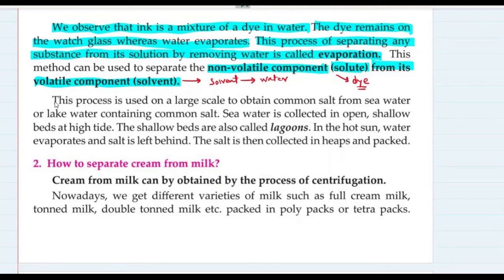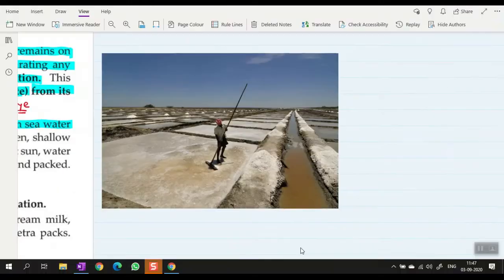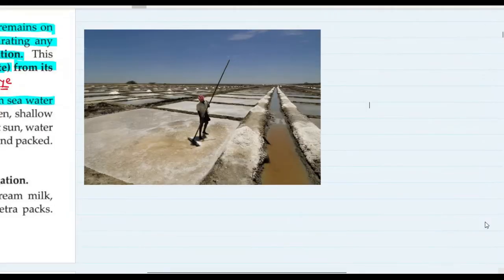And this process is used on a large scale to obtain common salt from seawater or lake water containing common salt. You know salt pans? Let me show you a picture of salt pans. So this picture shows a salt pan.